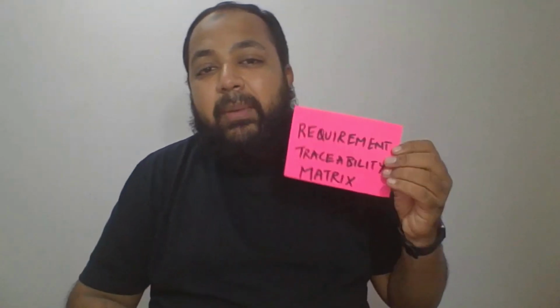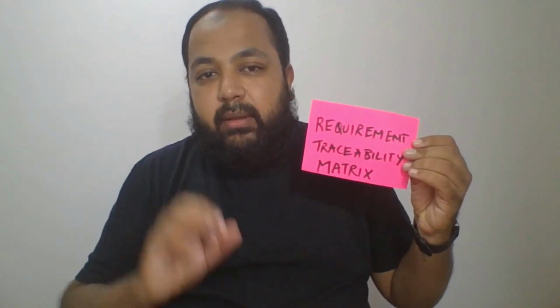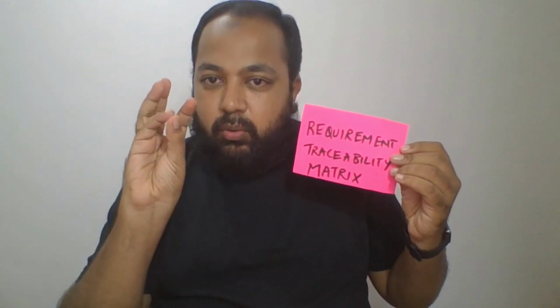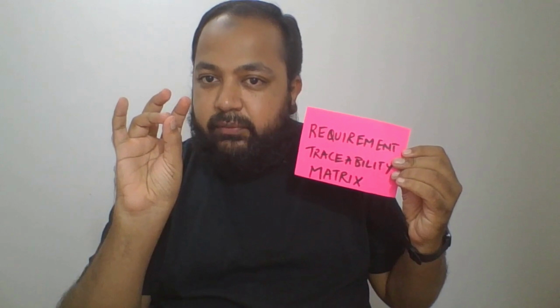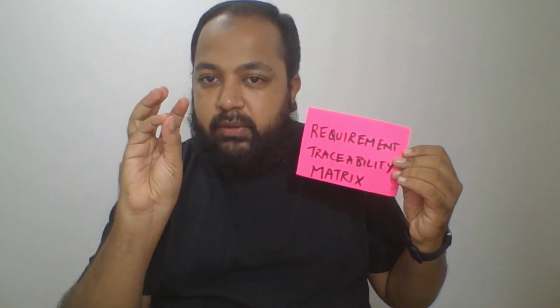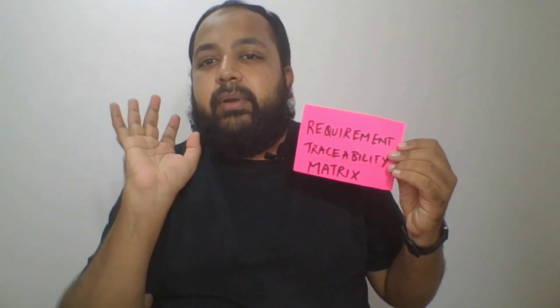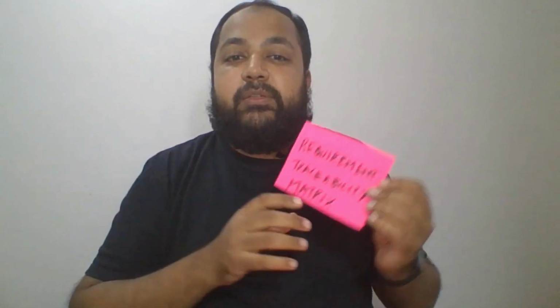The next thing is the requirement traceability matrix. Very, very important. Whenever you see requirement traceability matrix, remember these 3 O's: origin, objective, owner. What is the origin of the requirement? What is the objective of the requirement? Who is the owner of the requirement? It becomes very, very easy for you.